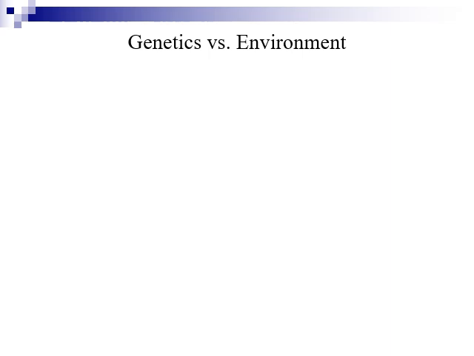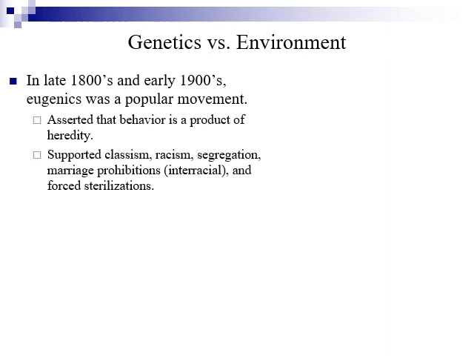Nowadays, we understand that nature and nurture work together to determine why we do the things that we do. But that wasn't always the case. In the late 1800s, early 1900s, there was the eugenics movement, and it was a very popular movement, even here in the United States. The ideas that it pushed was that behavior was a product of heredity, or of our genes. And these ideas supported classism, racism, segregation, marital prohibitions, and even forced sterilizations.